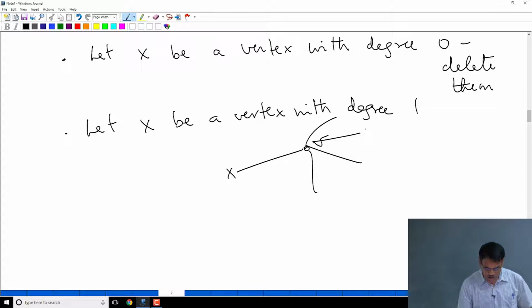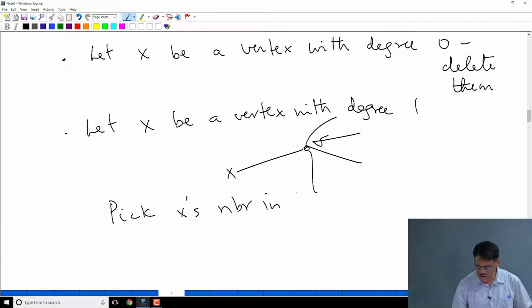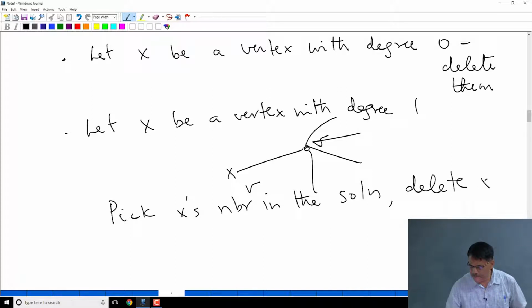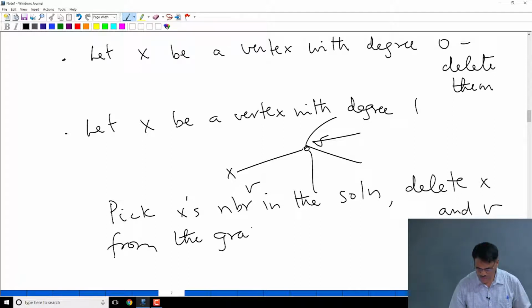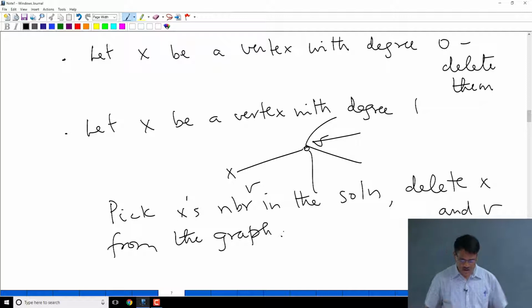So, pick x's neighbor in the solution. So, x's neighbor here is v, and delete x and v. Why can I delete x and v? Because I picked v, it has covered all the edges incident on v. So now focus your energy on finding the minimum vertex cover on the remaining graph, and you can always add v to it, and that's the minimum vertex cover in the whole graph. Nice. So these are some pre-processing rules you can always do.